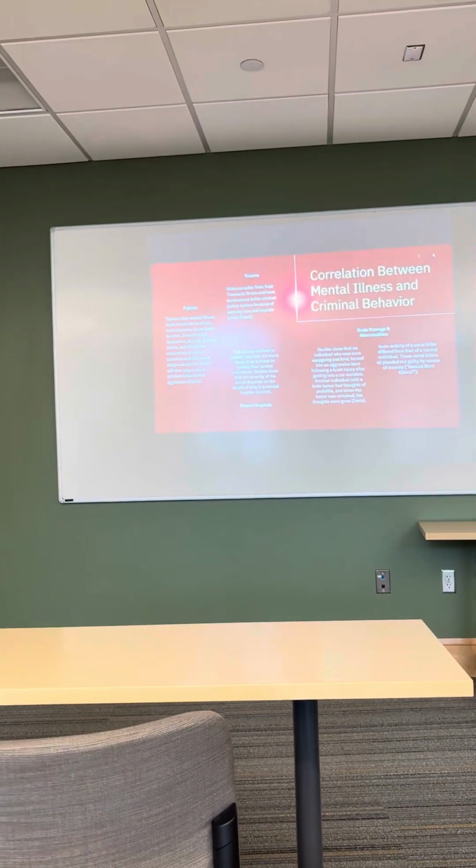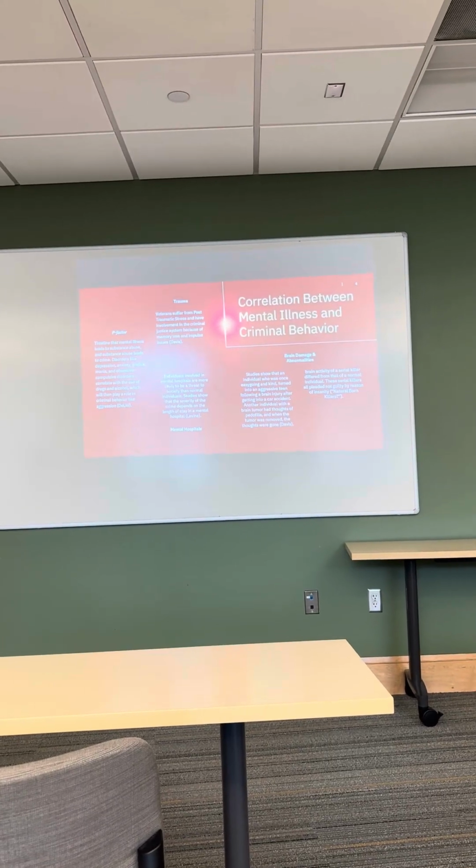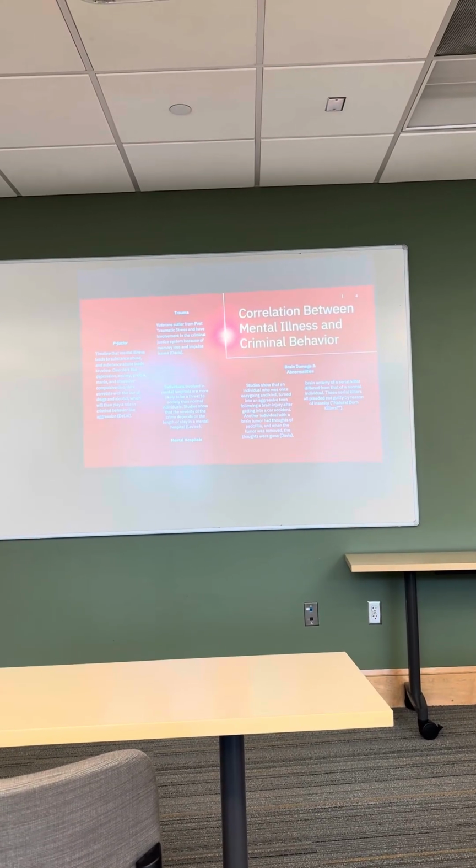And then my 4th example is brain damage and brain abnormalities. So I read a study about an individual who was once easygoing and kind. He turned into an aggressive teenager following a brain injury in a car wreck. He later went to jail for assault and battery on a pregnant woman.